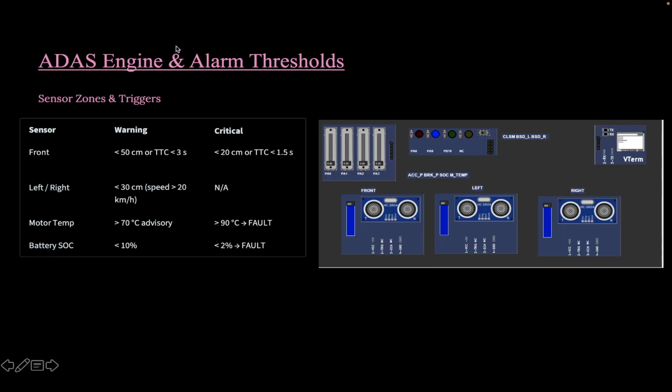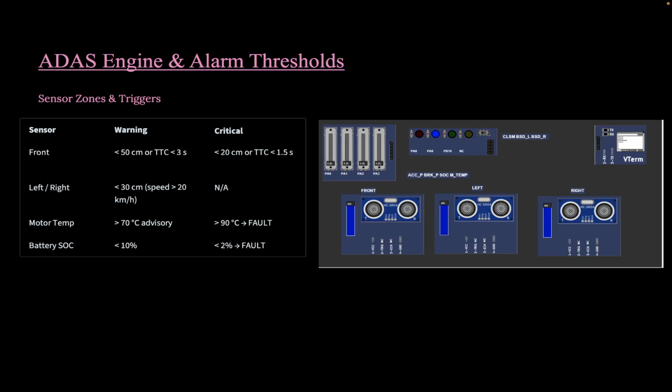Now the next is moving to the thresholds, which show any warnings and the type of spare parts we have used. The first is the front sensor. In the front sensor, the warning will take place when it's below 50 centimeters or if there is any collision. Now TTC basically refers to the time to collision. That means if there is any collision within 3 seconds, here the threshold is 3 seconds.